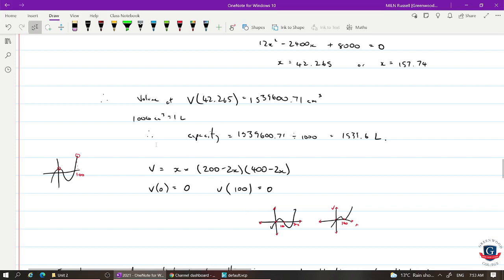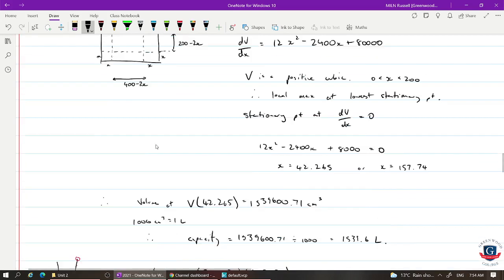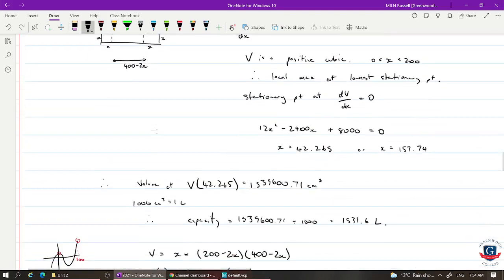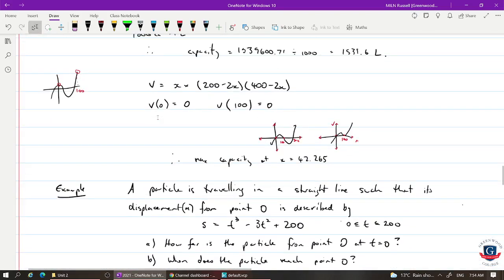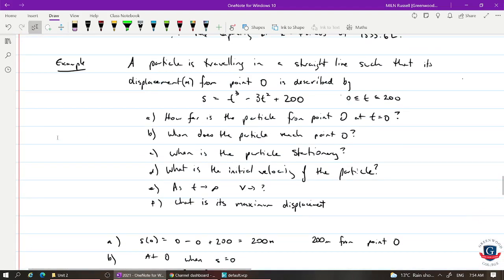So looking at that, we can now make our statement of the maximum capacity. Therefore, max capacity at x equals 42.265. So answer the question though. What is the maximum capacity? We need to state what it is: 1535.6 litres. There we go. Problem solved. Next question. This is a motion question.